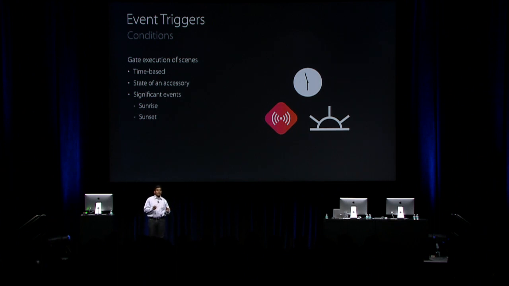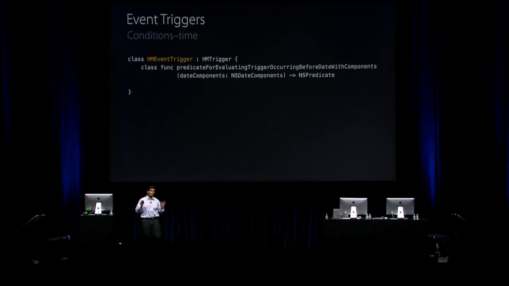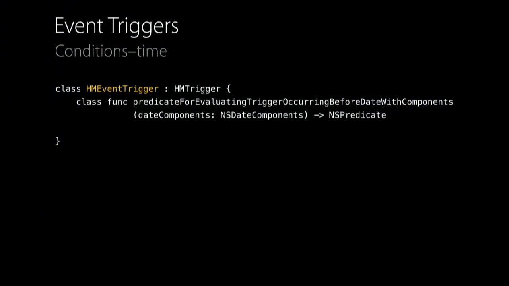Conditions are represented as predicates, NSPredicates in the APIs. And we have convenience methods for all of these conditions, so you don't have to worry about them. It's very simple to create them.